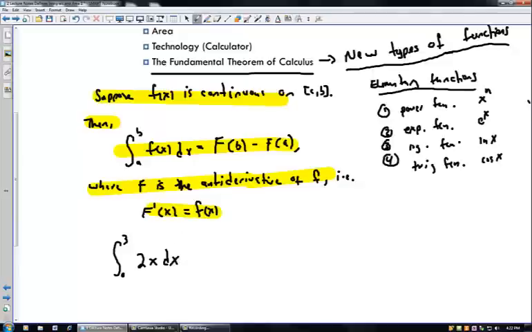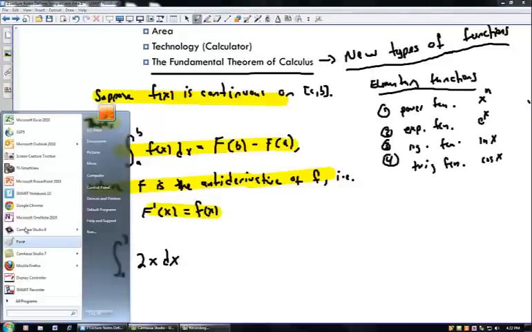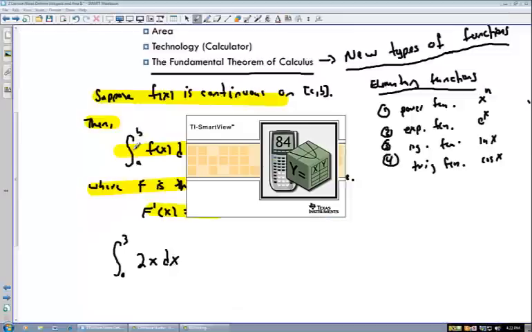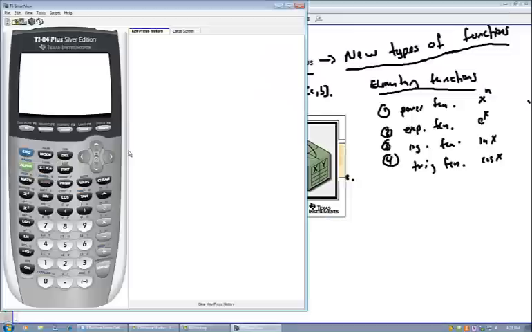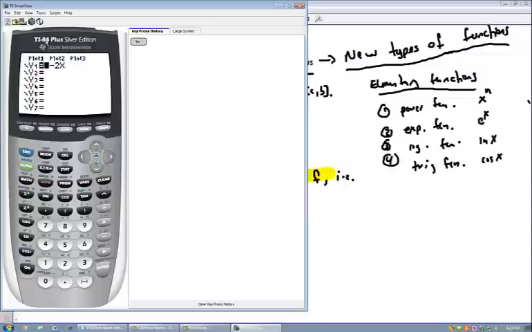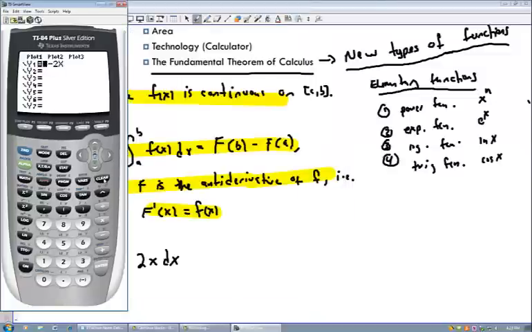Now my calculator will tell me what this actually is. So I can take out my calculator and plug in y equals 2x, and I can make my window go from 0 to 3 and zoom fit it. I don't even need my calculator to do this. I can also use the geometry because this is a triangle.